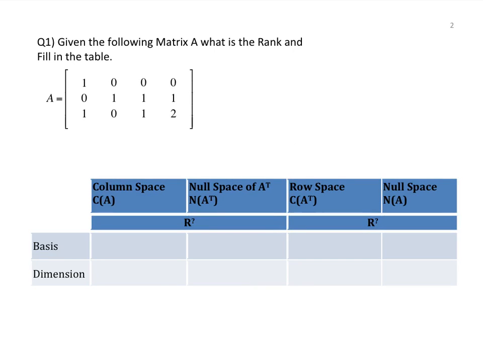So the first question we're going to do is we have this non-square matrix, and we're going to look at two non-square matrices to just try and hammer home the fact that they don't have to be square. Okay, so we are going to fill in this table below for this matrix A.